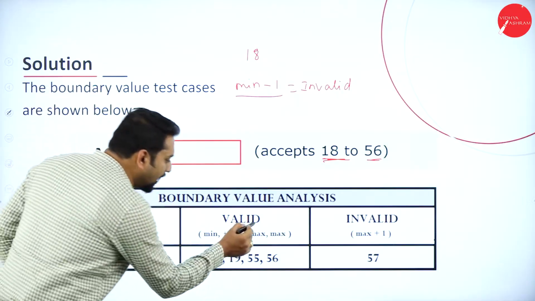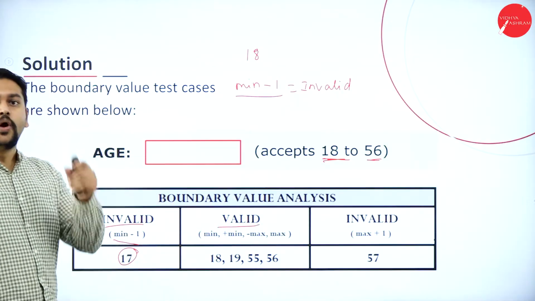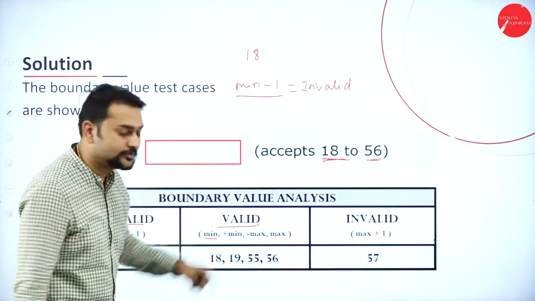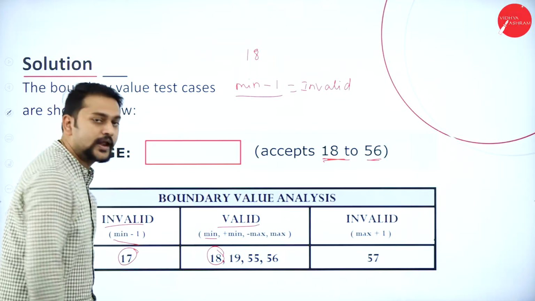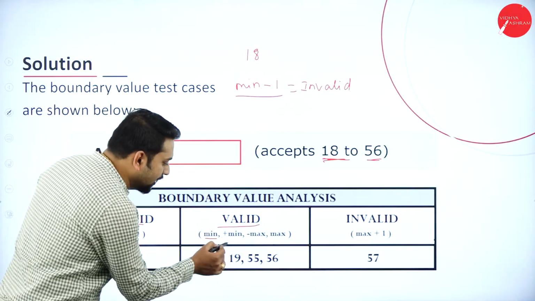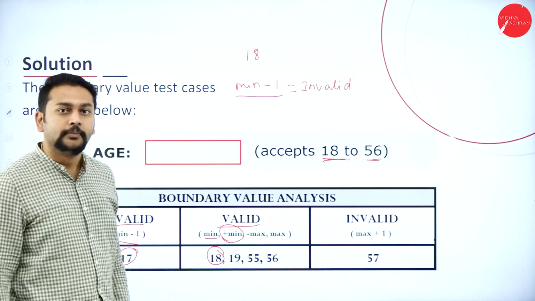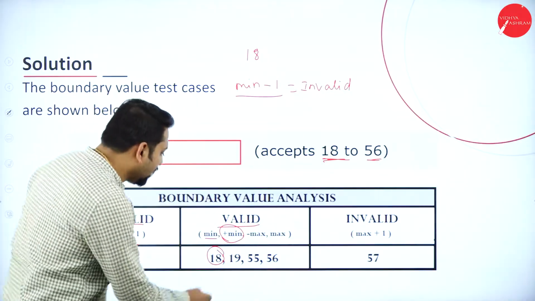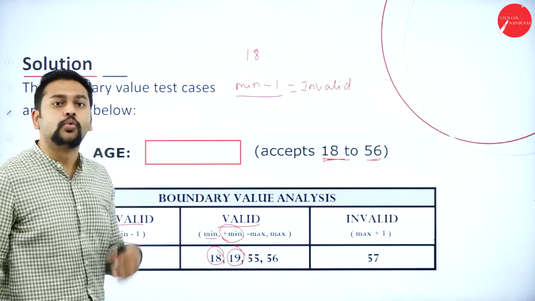Fine. What is valid then? You have to calculate the minimum value. What is the minimum value? 18 is the minimum value. So fine, this is valid. Then after that, minimum plus 1. What is the minimum plus 1? 19. So fine, this is also valid.